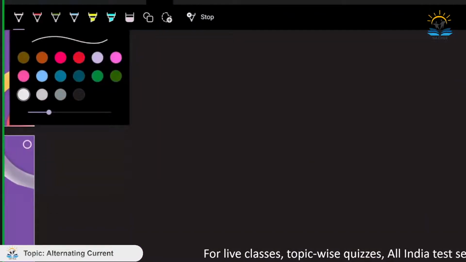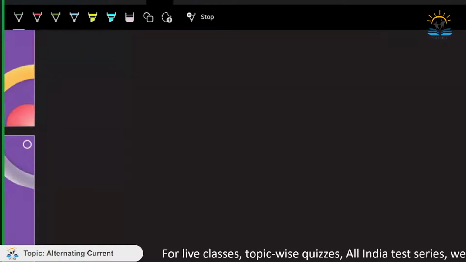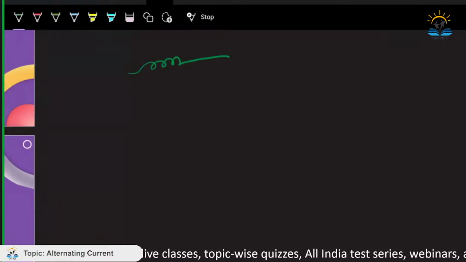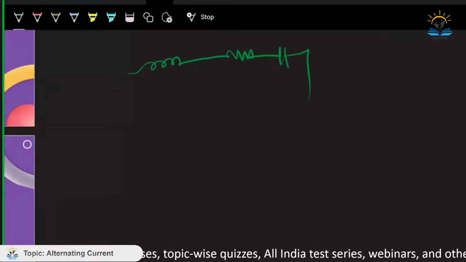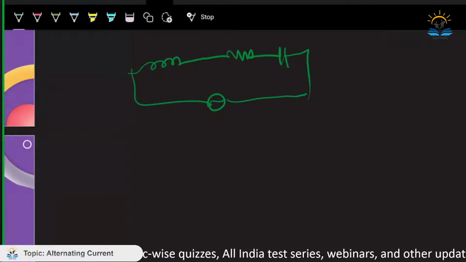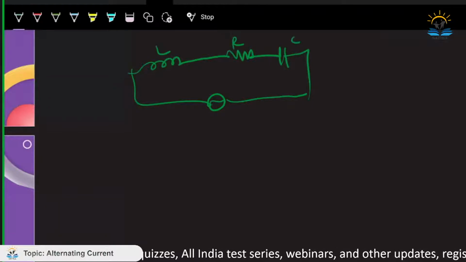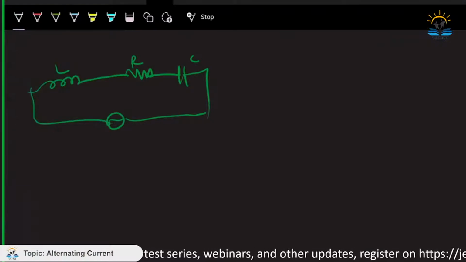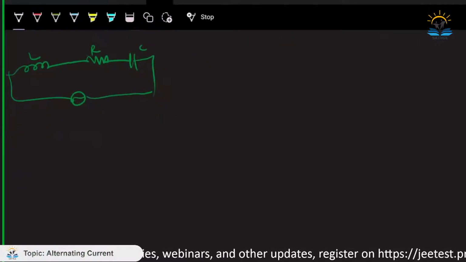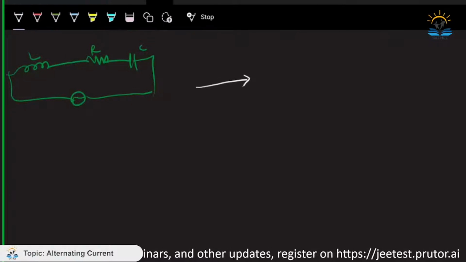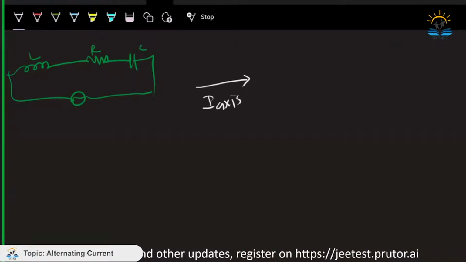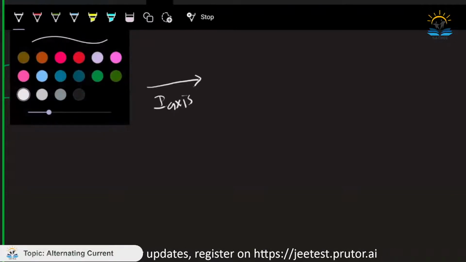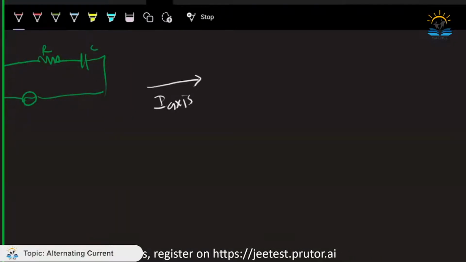Next is very important, the LCR circuit. Here we solve problems like this. I'm making this axis the current axis, so this is the x-axis, current axis. We know that the potential difference along the resistance is in the same phase with the current.